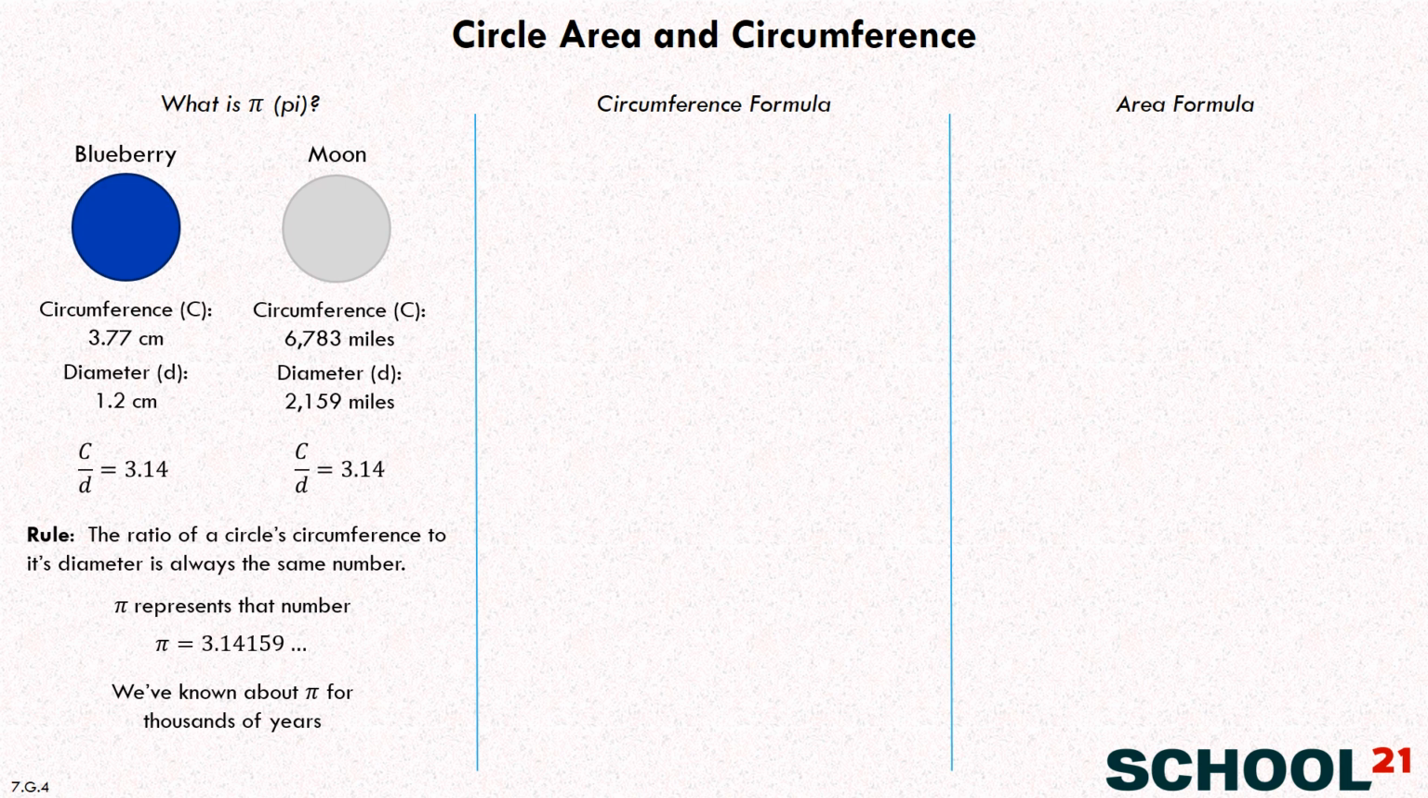Okay, so that's an important thing because that's going to be the basis of both the circumference formula and the area formula. Let's first look at the circumference. So here we have, if we are given the diameter of a circle and we want to find the circumference, well, we know that C over D equals pi, always. That's what we discovered here with the blueberry and the moon and our rule. So if C over D equals pi, you can multiply both sides by D to get C by itself, because that's what we want to find.